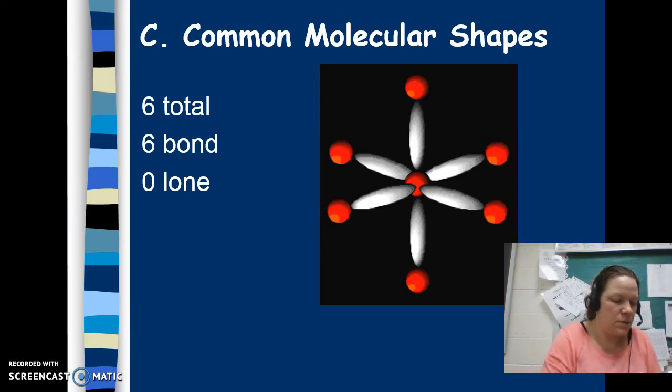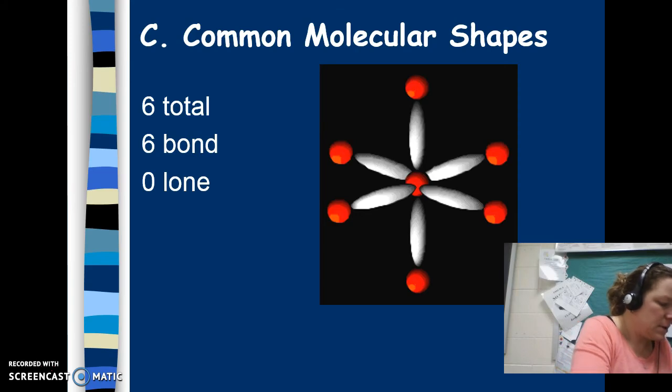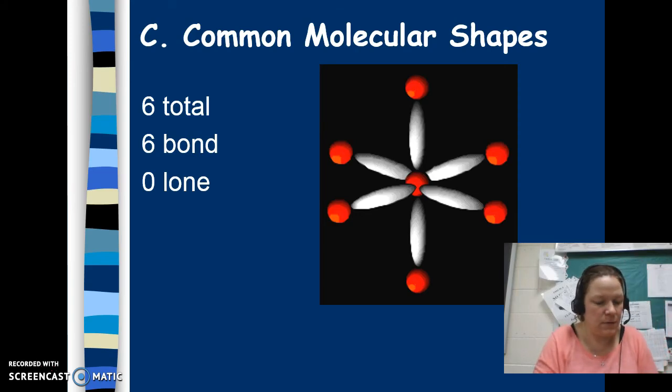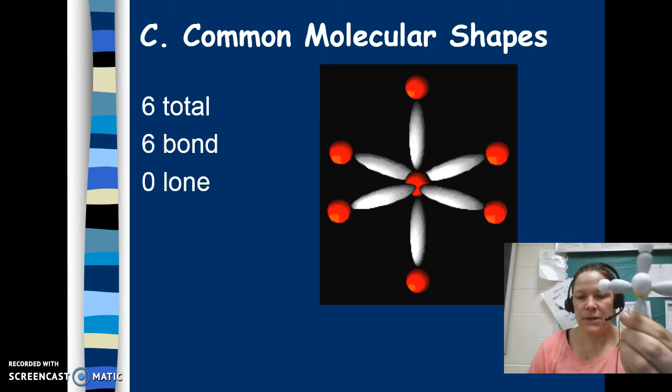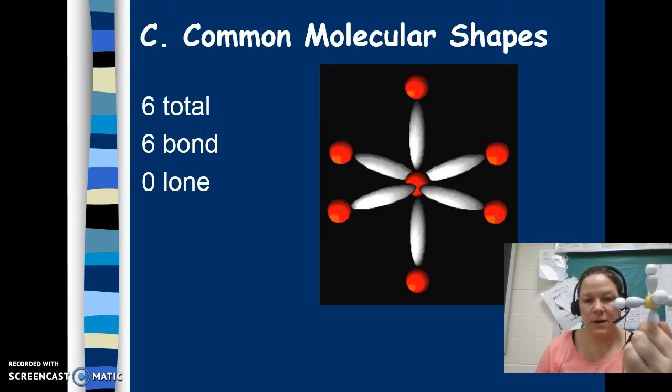And I need one more. I got 5 and I've got 6. Whoa, I don't want to throw them. Runaway atoms. Okay, so I have my central atom that's got 6 bonds coming off of it.